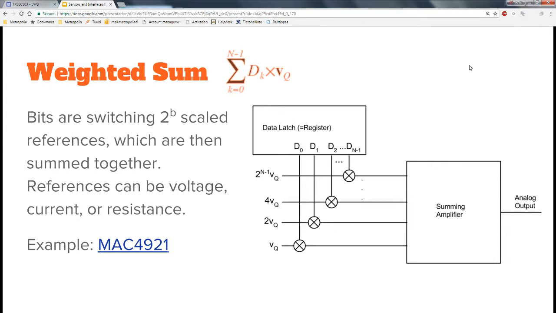There are these voltages. These are usually done with currents, but it's the same thing. It's inside the chip, and it's easy to get a lot of precision on a single chip, and also fast, since whenever you switch those data bits, as soon as the summing amplifier has settled, you have the analog output available.